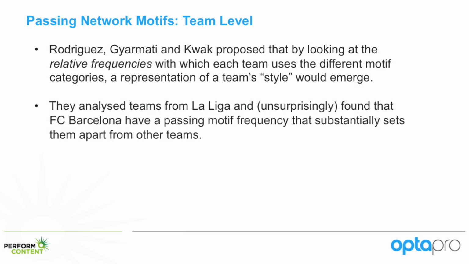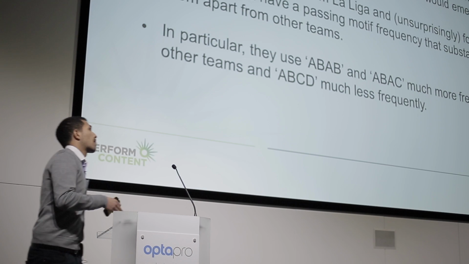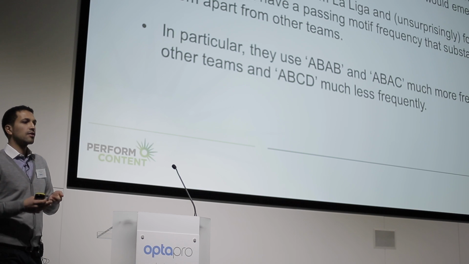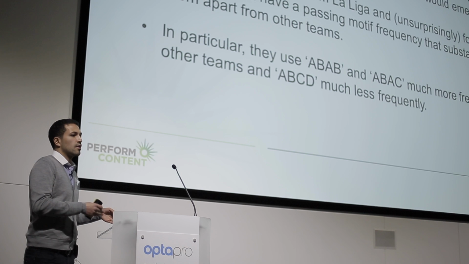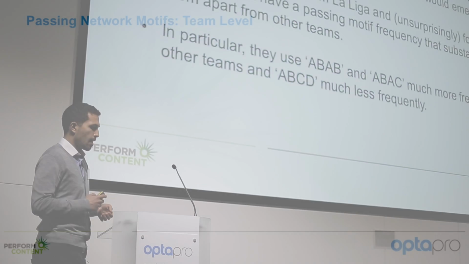What the authors did was they analyzed teams from La Liga, and they found that Barcelona has a unique passing motif frequency style. In particular, they use ABAB and ABAC more frequently than other teams, and ABCD less frequently. And this kind of makes sense when we think about Barcelona, because ABAB and ABAC are sequences that have 2 players, while ABCD involves 4 different players. So kind of makes sense according to what we think we know about Barcelona.